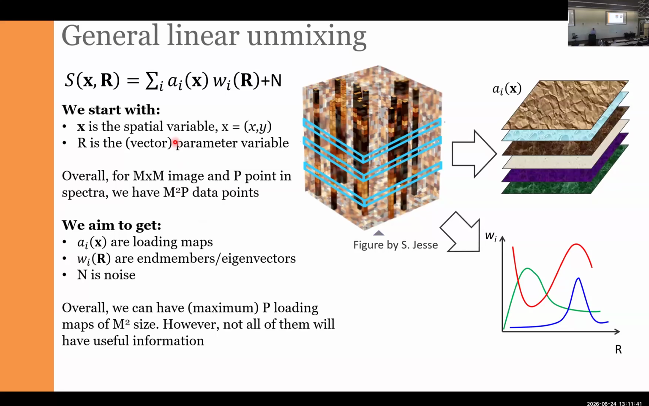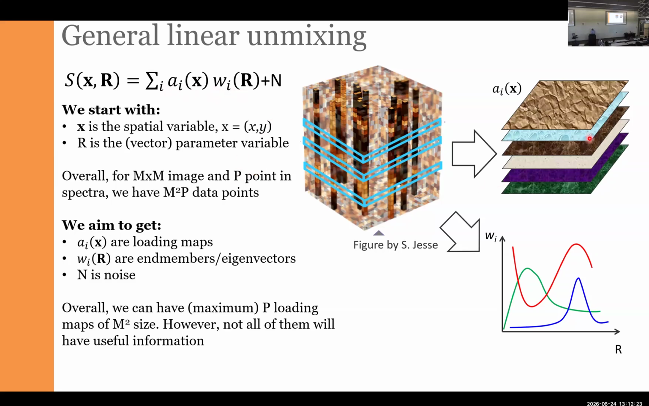general form of the analysis of the spectroscopic data set is what is called the general linear unmixing. So what it practically means is that we have our three-dimensional data set, which is the signal as a function of x and y and as a function of energy. So in this case, x is energy and r is the xy. No, vice versa. Sorry, x is the spatial variable and r is our vector parameter.